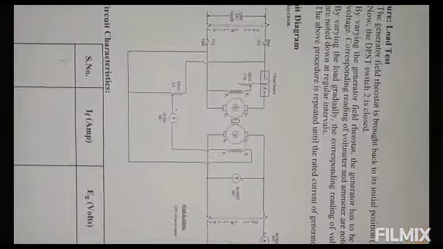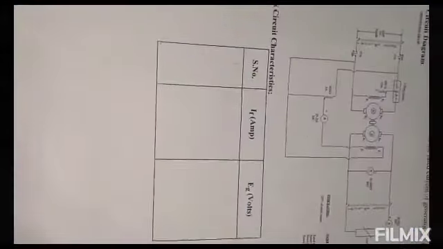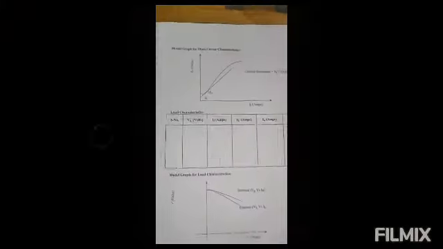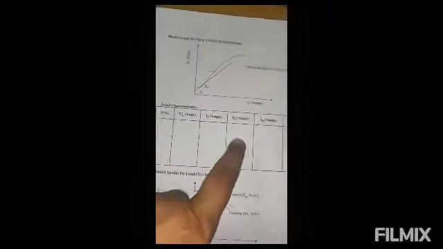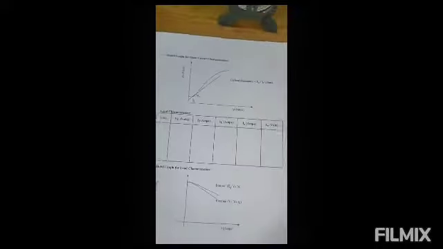This is the DPST switch and this is the 3-point starter. You can pause and have a look. This is the equivalent circuit of this experiment, and this is the open circuit characteristics table. And this is the load characteristics table. All these values VL, IF and IL you will measure, and you have to find out the values of IA and EG.